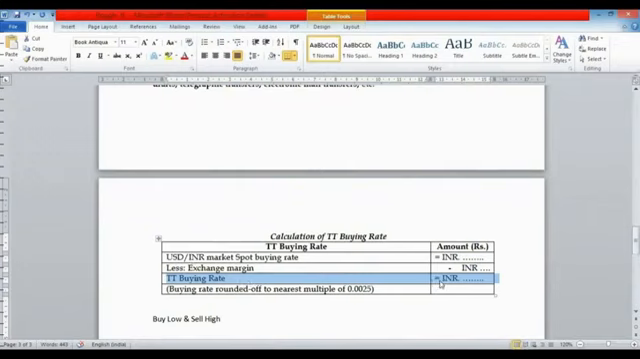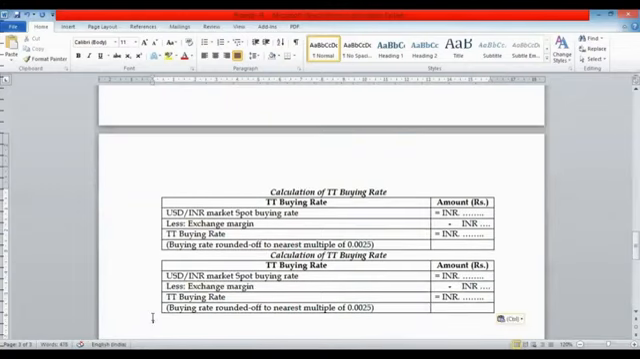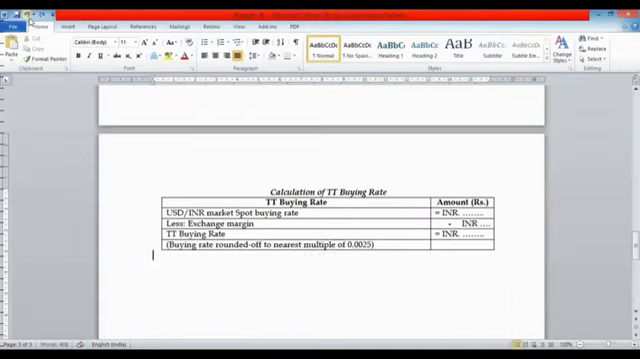And whatever rate we get, we round off in multiples of 0.0025, which we discussed yesterday. This is the clear format that we follow for the TT buying rate. As there is no handling of documents, the forward margin will not be applicable.